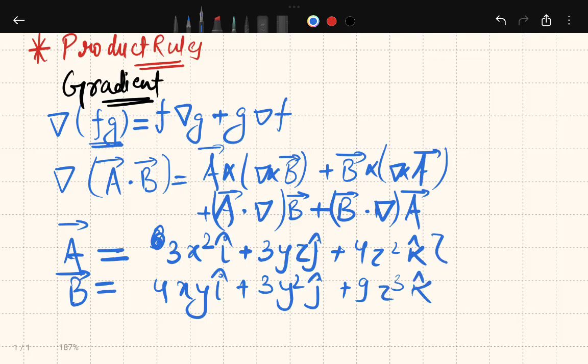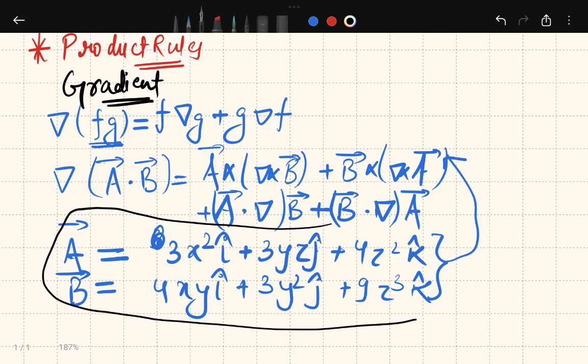So try to prove both of these, or try to check whether both of these formulas are correct for these two vectors. So you have to check out the second formula for these vectors, and the first formula you will check from the example that I gave you earlier.